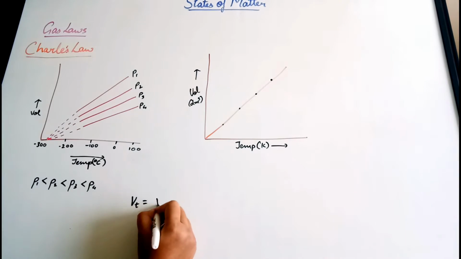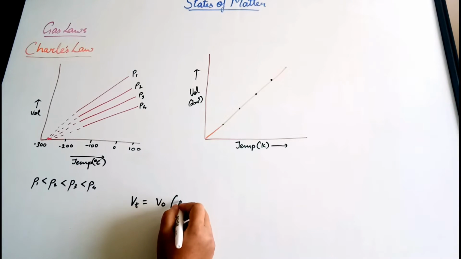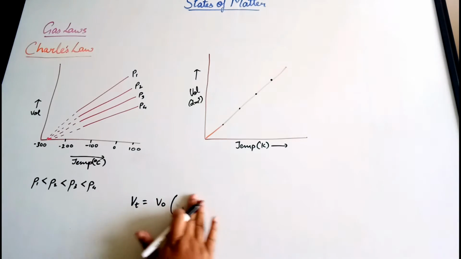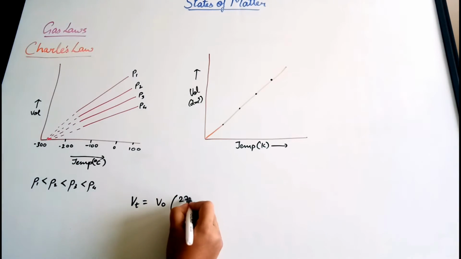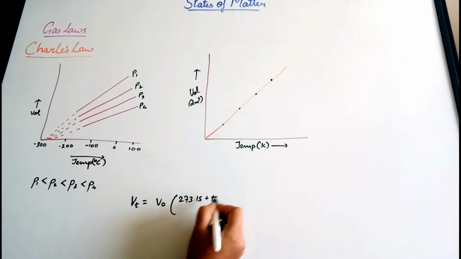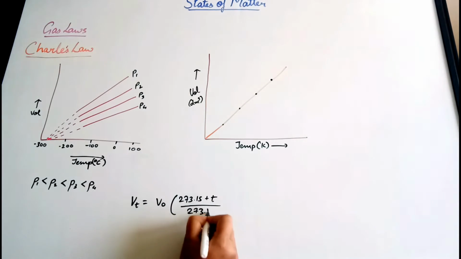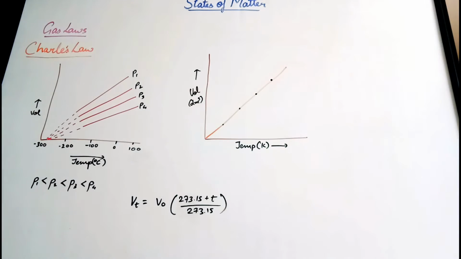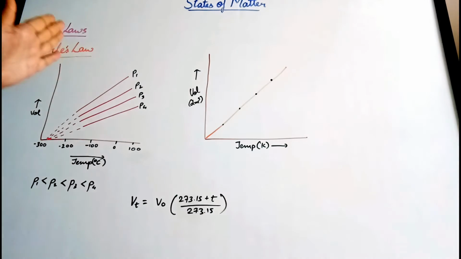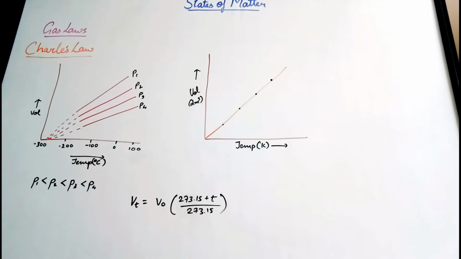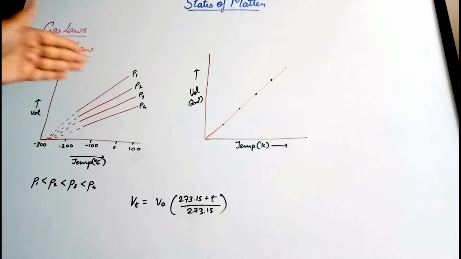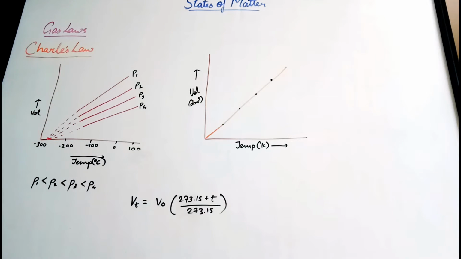Vt equals V0 of 1 plus t divided by 273.15, that is V0 times 273.15 plus t divided by 273.15. And we learned in the previous video that when they observed various gases at various temperatures, they noticed that irrespective of the nature or the pressure, when it was extrapolated, it met V0 at minus 273.15.